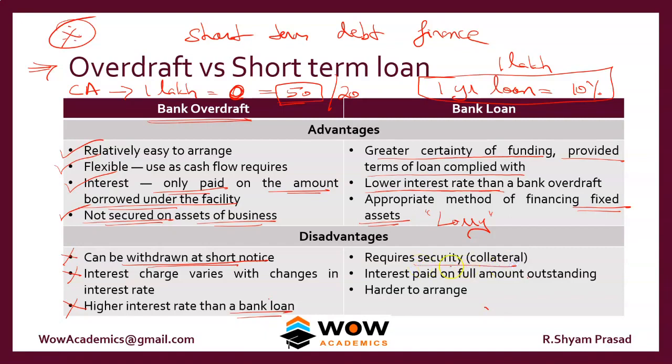It requires a collateral. For example, we said we can get a loan on the lorry. The lorry is the collateral. Interest is paid on the full amount outstanding. You have to pay the interest for the entire 1 lakh. It's a little bit harder to arrange because you have to comply with the rules and regulations of the bank. So this is about the overdraft and bank loan.